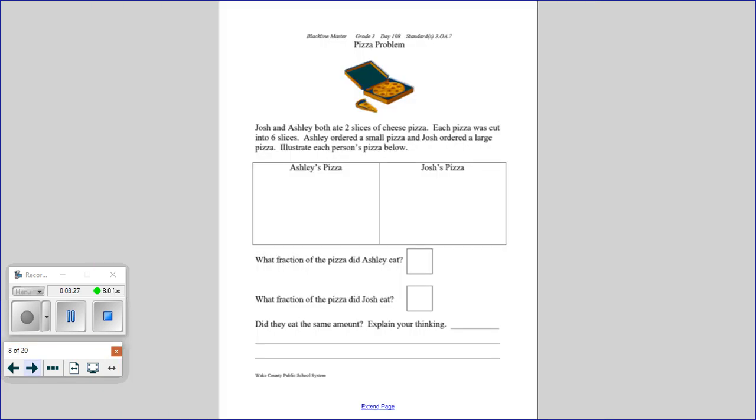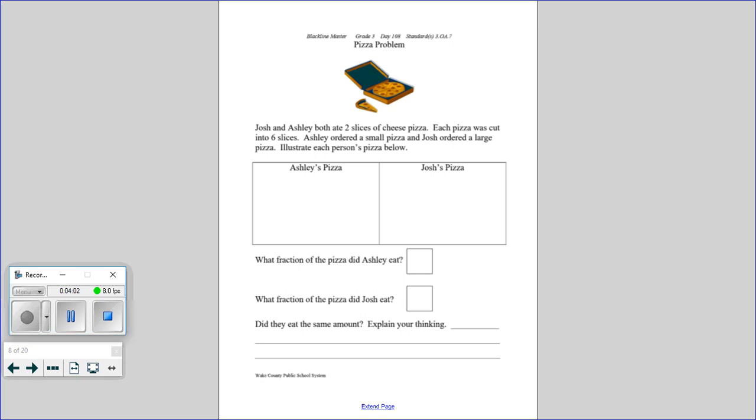Alright, so today we're going to be looking at this problem. It says Josh and Ashley both ate 2 slices of cheese pizza. Each pizza was cut into 6 slices. Ashley ordered a small pizza and Josh ordered a large pizza. Illustrate each person's pizza below. So what I want you to do is go ahead and make an Ashley pizza section on your notes and a Josh's pizza section on your notes, and draw what that might look like.